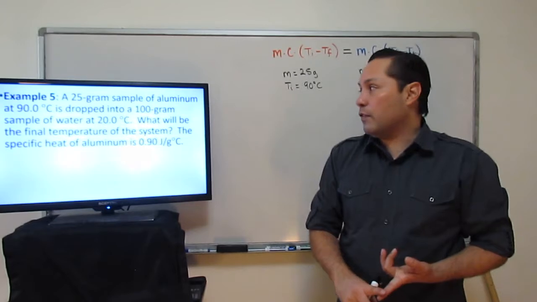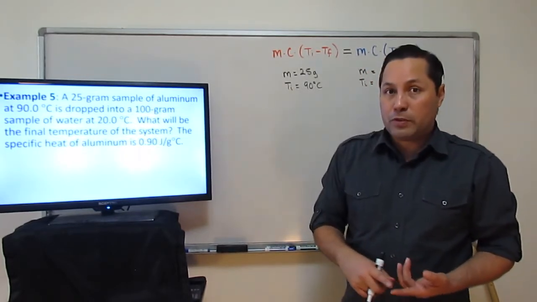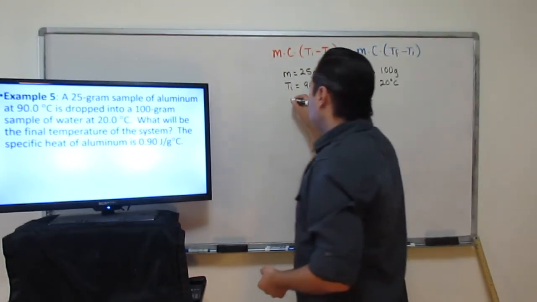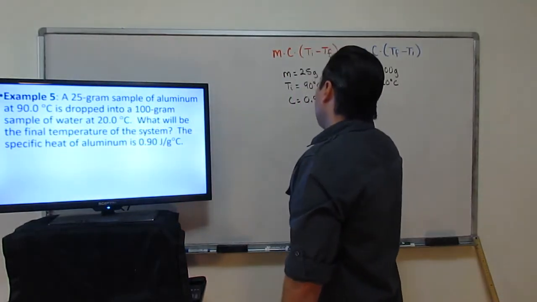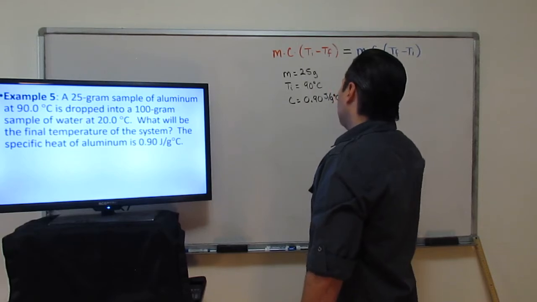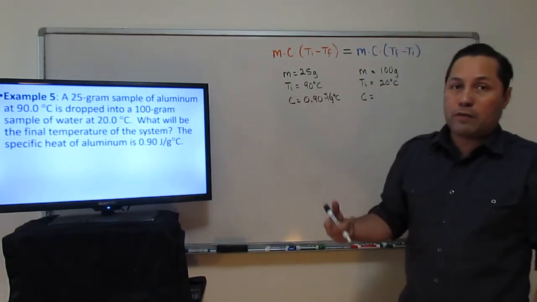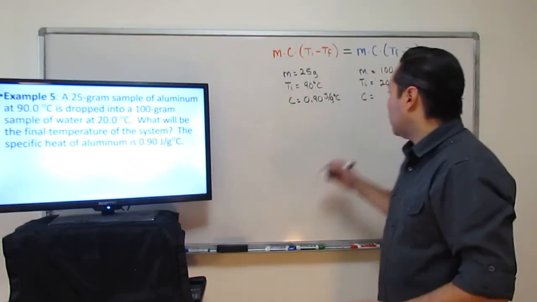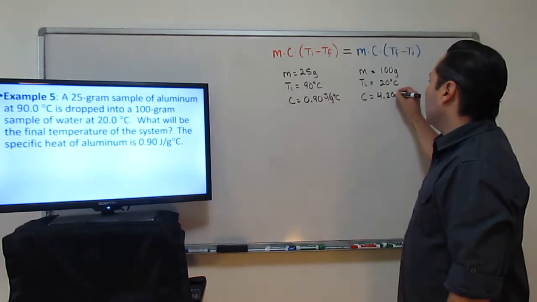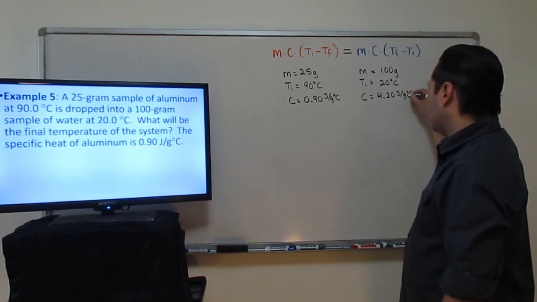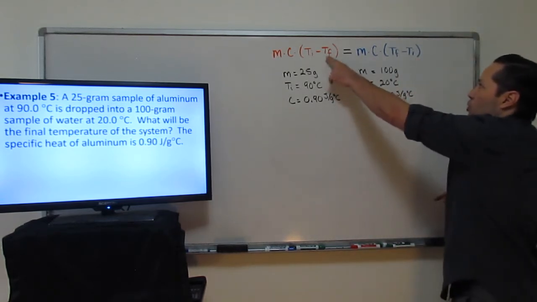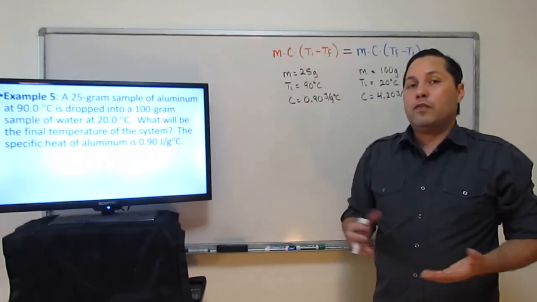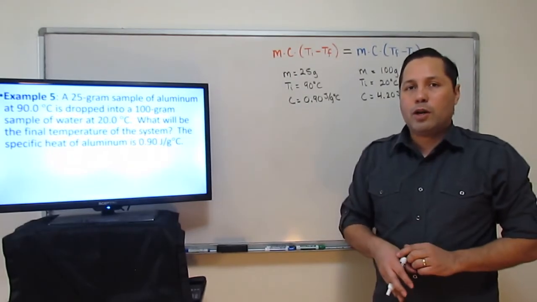So we're looking for the Tf, and the very last part, the specific heat which is needed for the aluminum is 0.9. So I'm going to write that down. C equals 0.9 joules per gram degree Celsius. The specific heat of water is not given. It's one of those values that students are expected to have memorized. It is 4.20 joules per gram degree Celsius. So that's all the information we need. Now we just need to find Tf, the final temperature of both of them put together, the final temperature of the system. So let's work on that.